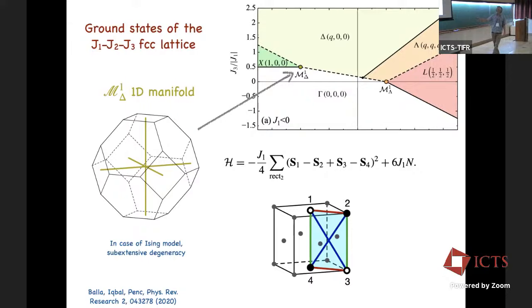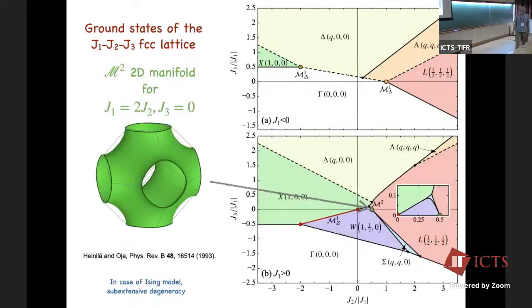I don't know what I need to do with my legs, but anyway. These are the sites that are present in this equation here. The empty sites are the positive ones, and the filled sites are the negative ones. And we need to add up over all different combinations of these rectangles. Let's go further. Then at this particular point, we find that the ground state can be realized on any point on this two-dimensional manifold.